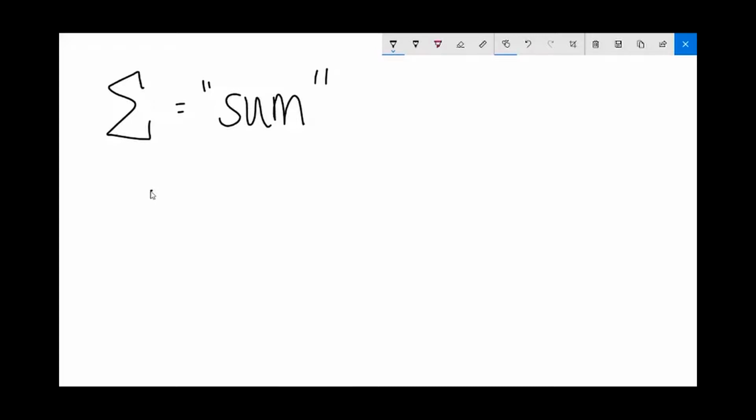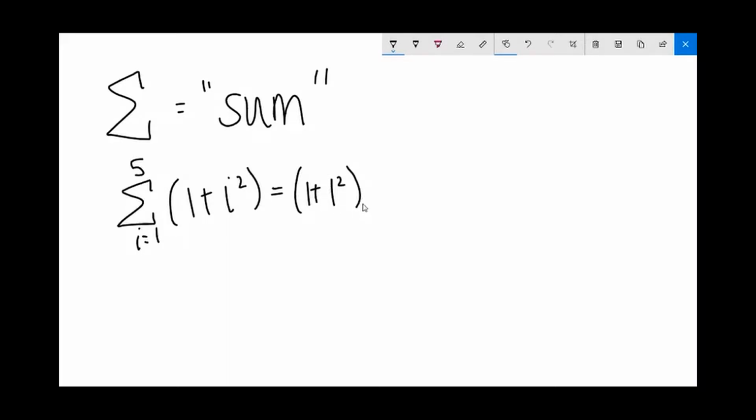So here is a typical sigma expression. And this reads as the sum between i equals 1 to 5 of 1 plus i squared. So the letter below the sigma sign, in our case i equals 1, is known as the index of the sum. So it can be any letter, not necessarily i. And what you do is you first start with substituting this number here into the equation. So using i equals 1, clearly this is going to be 1 plus 1 squared.